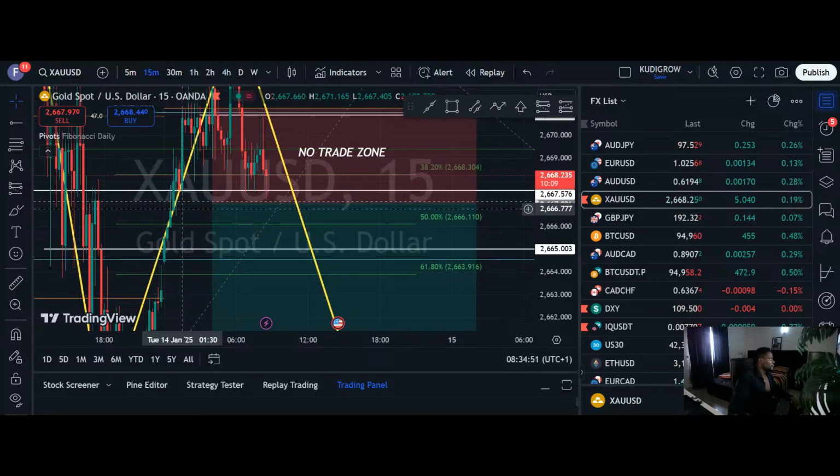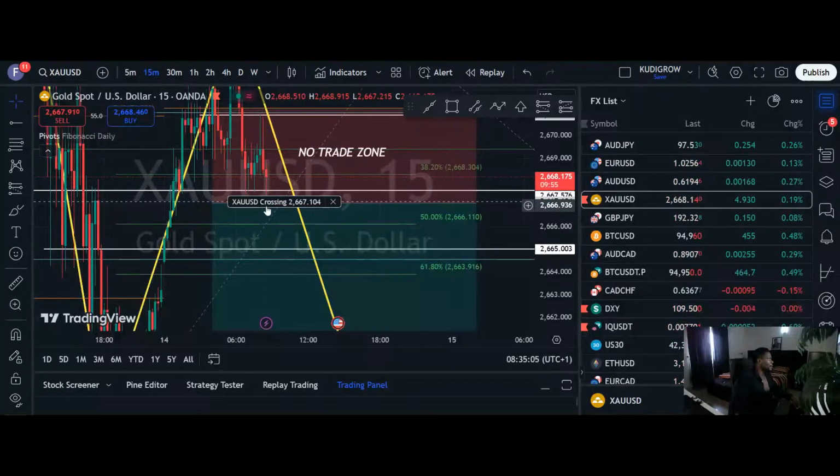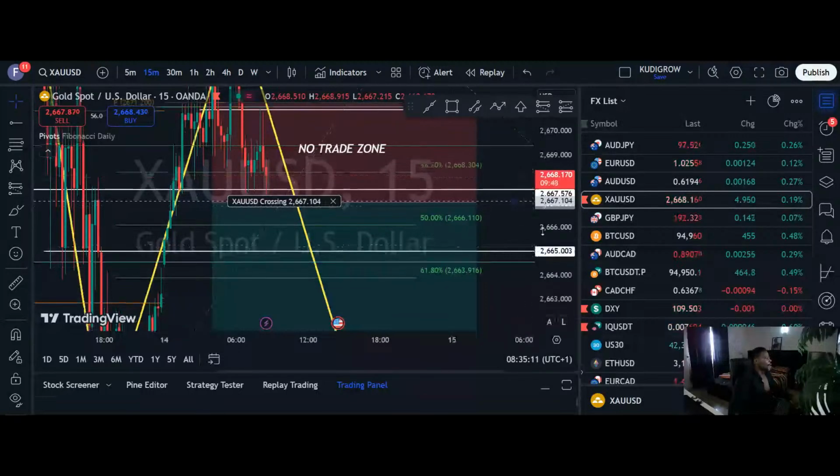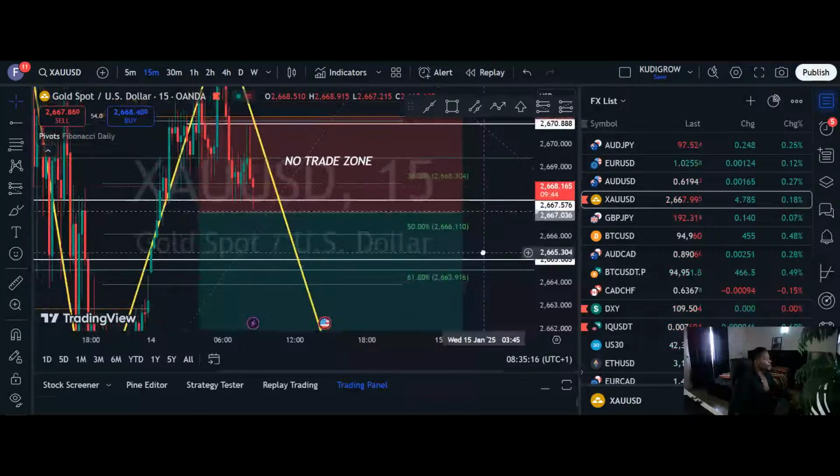So now there are two things I'm going to do. We need a break and close below this line. However, if this candle continues to push down and trigger my alert, it's going to be a sell stop. So I know that this is going to be a good trade. The plan here is to risk a total of about 3 to 4%. I will start first with 2%.